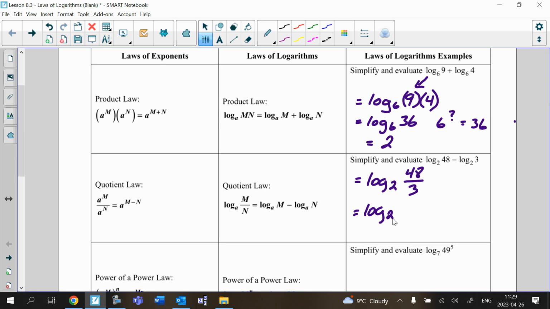Remember, to evaluate a log, think of it like an exponent. This becomes the base. The answer is what I'm looking for, and the argument becomes the answer in the exponent. So 2 to the what is 16? 4.